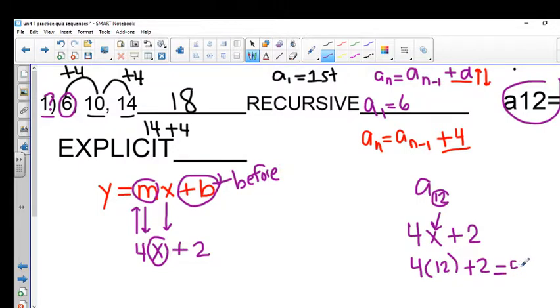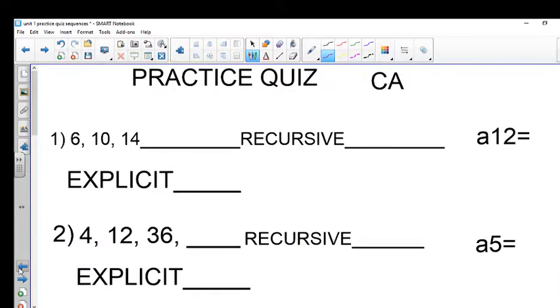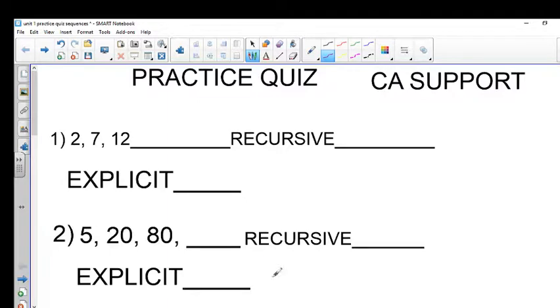So if I want to know the 12th term, this is what I do. And I get 50. I could have put any number in. Okay? So I want to try another one just to give you an idea of how to do it. If you don't know how to do it, go back and watch the video again. So hopefully this helps.